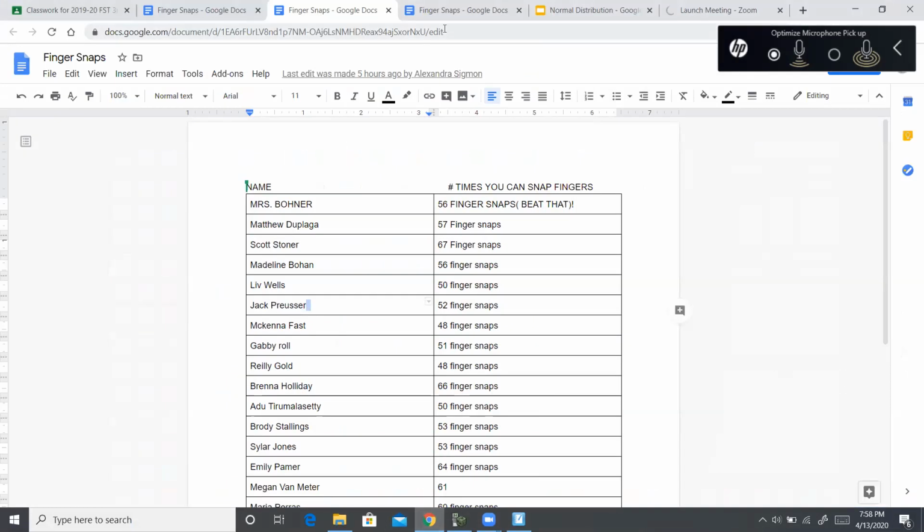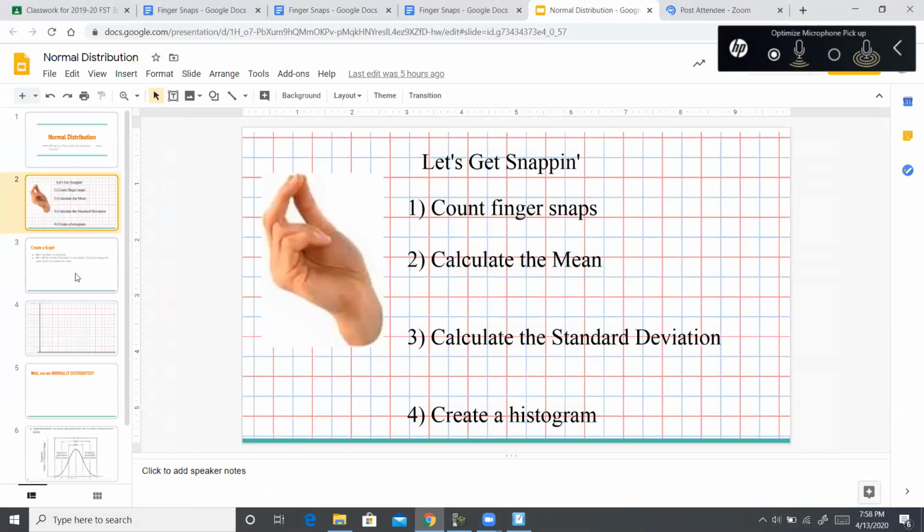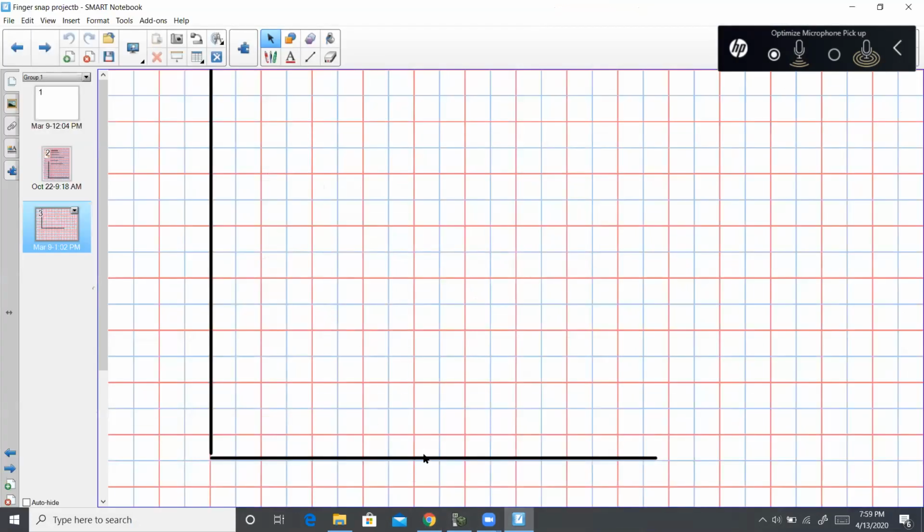Now we're going to go back and take a look at what we have here. We're going to take the data and create a histogram. We're going to pick a spot somewhere on this graph, nothing crazy, right in the middle, and write our mean here. Our mean is 57.8. So 57.8 right here, this is our mean.